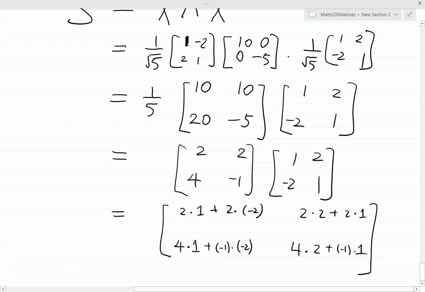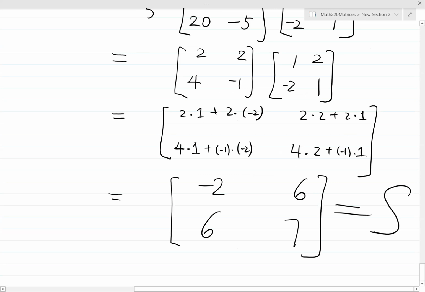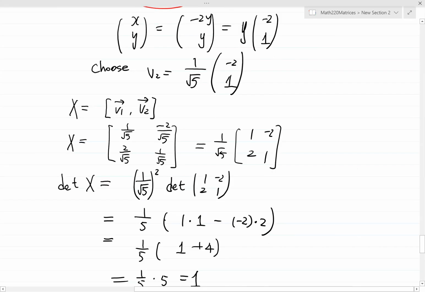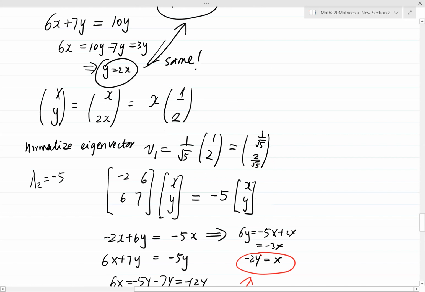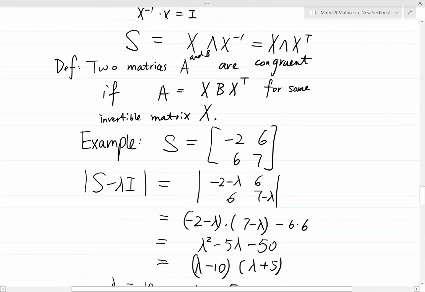If we work this out, the first entry will be 2 minus 4, so we get a negative 2. The second entry will be 4 plus 2, so we get a 6. This will be 6 plus 2, so we get a 6. Now this will get 8 minus 1, 7. So this is exactly S. If you check, this is indeed our initial matrix. Remember what our matrix is: 2, 6, 6, 7. So this example works.